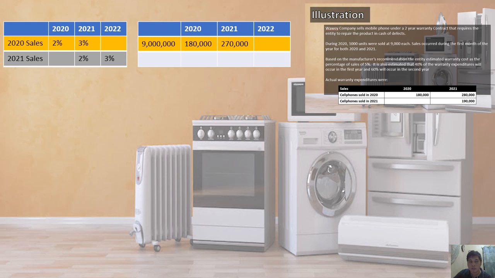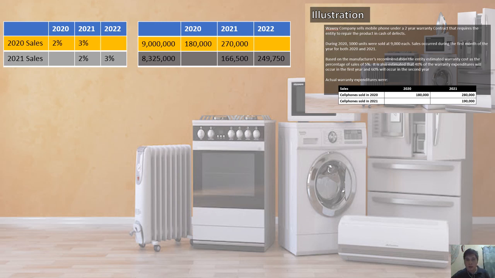For our 2021 sales, the sales made in 2021 is 8,325,000. So 2% of that will be incurred in 2021, which is the first year of the sale. Then the other half, which is 60% of 5%, that is 3%, will be incurred in 2022. Okay, so that will be 249,750.